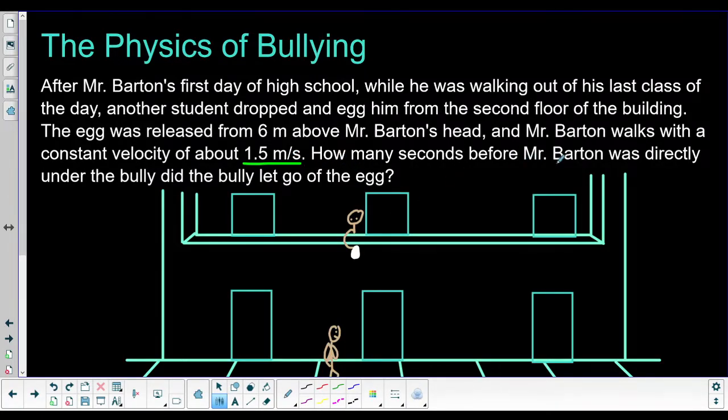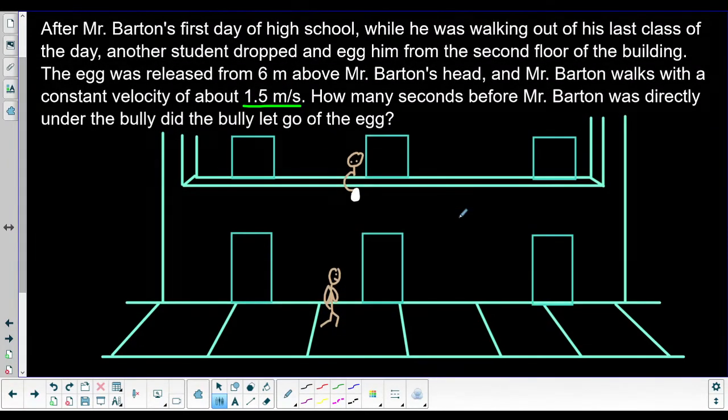How many seconds before Mr. Barton was directly under the bully did the bully let go of the egg? So let's talk about this problem. Let's talk about the real life situation and try and understand what's happening. Then we'll do the physics. So the bully is up here. This is the bully. Sorry about that.